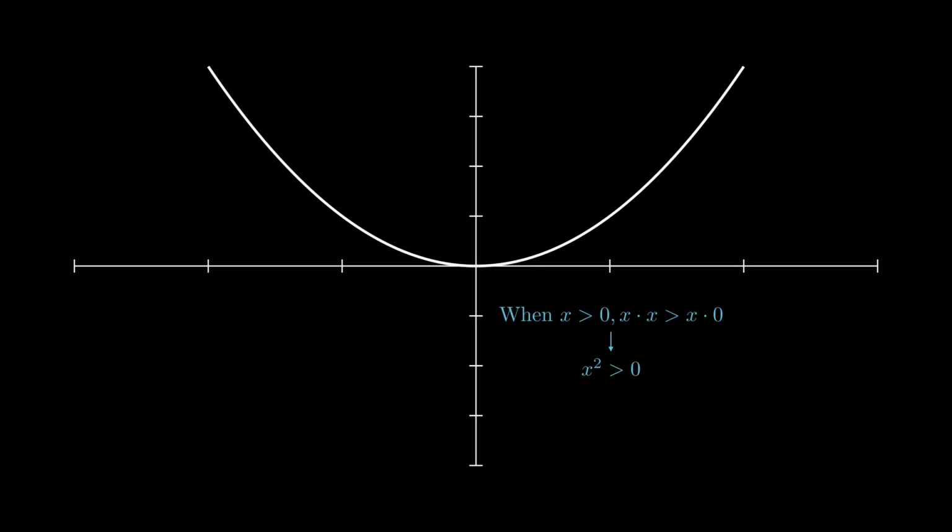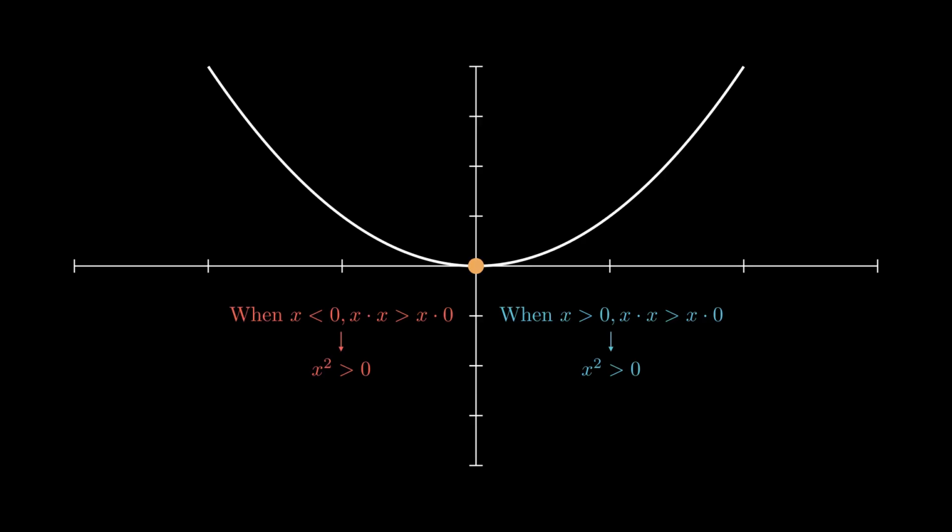Similarly, moving to the left, x has to be negative, so x is less than 0, and we can multiply by x on both sides, but remember that multiplying by a negative number in an inequality flips the inequality sign. So we still have x squared being greater than 0. Negative times negative is also positive. So the only time y isn't strictly positive is right here at the origin, when x equals 0.